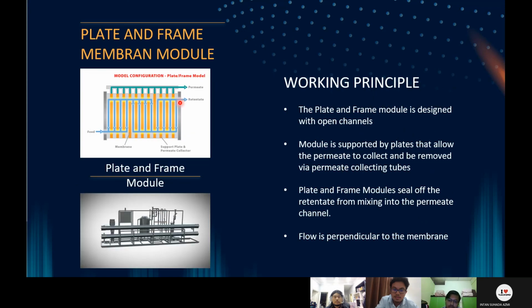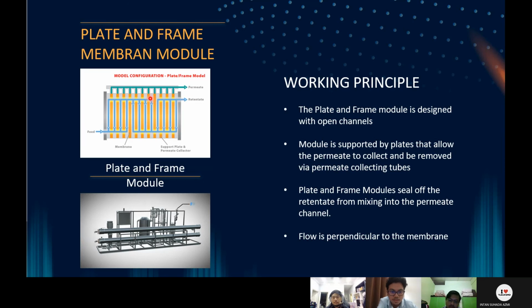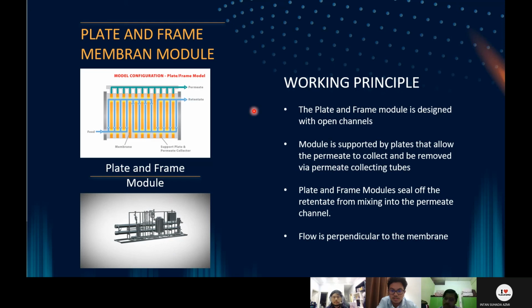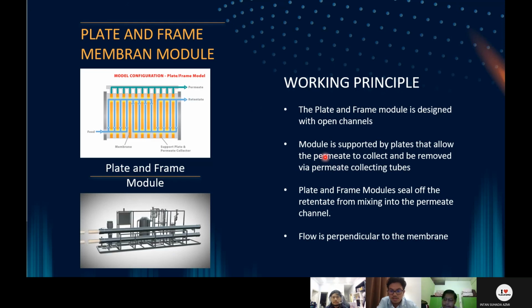Next, we're going to do the plate and frame membrane module. As we can see, this is a plate and frame membrane module. This is the working principle. The plate and frame module is designed with an open channel, not a closed channel. The module is supported by plates that allow the permeate to be collected and removed via permeate collecting tubes. So these are the tubes, and this is the permeate channel.